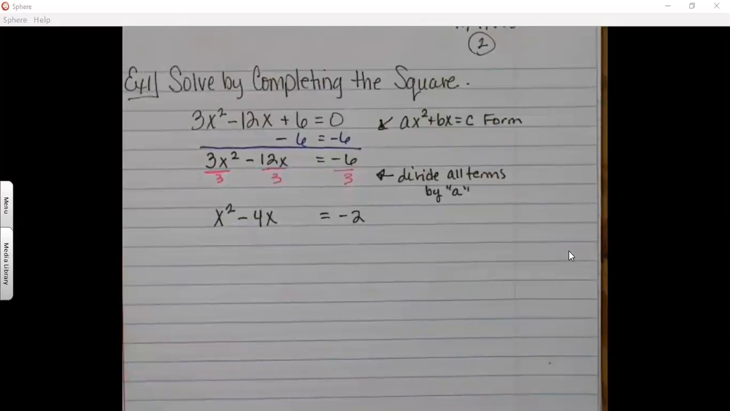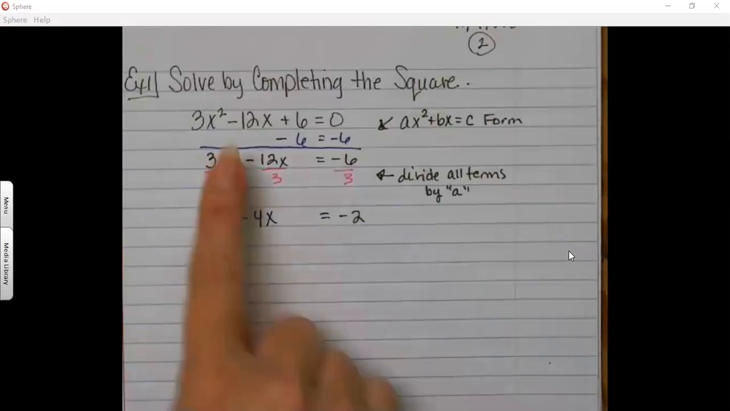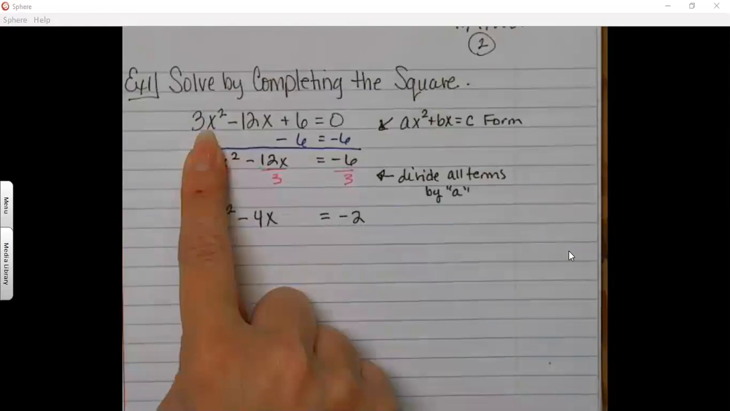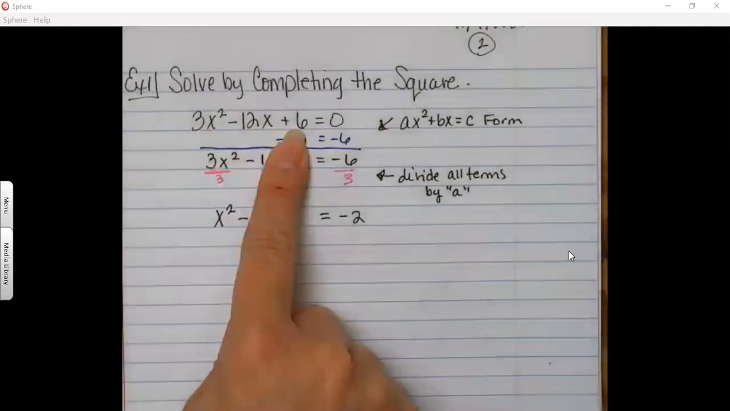The goal is we're trying to create a perfect square trinomial on the left side of the equation. That's going to help us solve the equation. Like in my original problem, my first term was 3x squared. That's not a perfect square. My last term was positive 6. That's not a perfect square. So there's no way that can be a perfect square trinomial. So we're going to force it to be a perfect square trinomial.